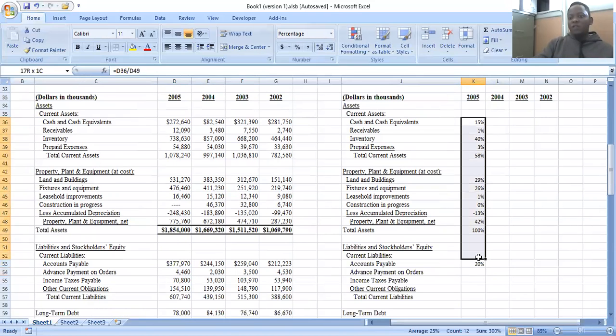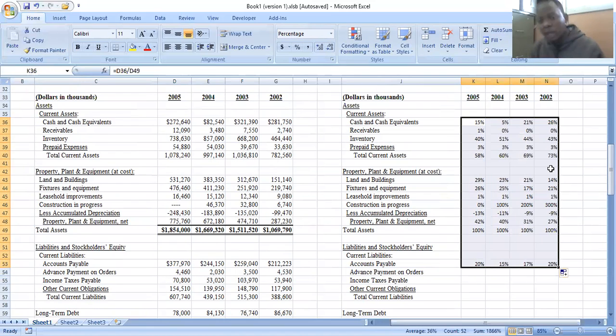And we can do the same for all the other years, and be able to identify the trend. By doing a common size financial statement, you can tell how the business has been performing over time. You can also compare its performance with other companies, maybe in the industry or competing companies, or even companies in the entire economy or the country.